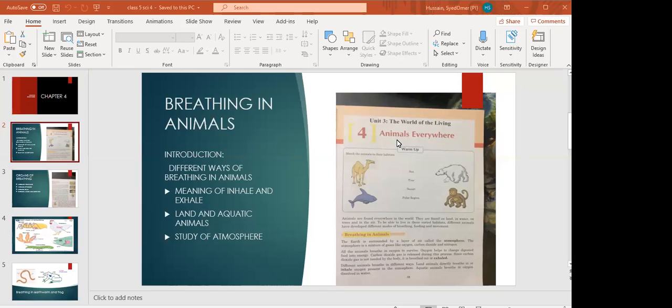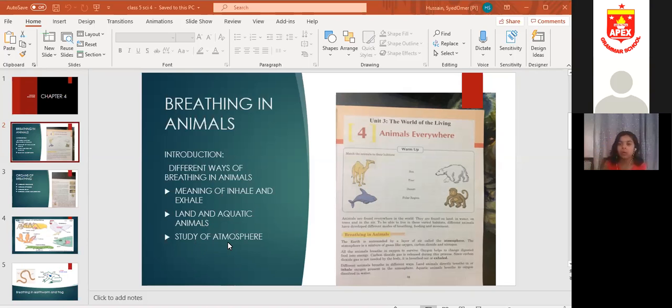So today we have to start from breathing in animals. As you can see, it is written: breathing in animals. Today we start with the different ways of breathing in animals. How do animals breathe? There are different animals and different ways of breathing. Then I will tell you the meaning of inhale and exhale. And what is the difference between land and aquatic animals? Then we will also study the atmosphere. So this is your introduction.